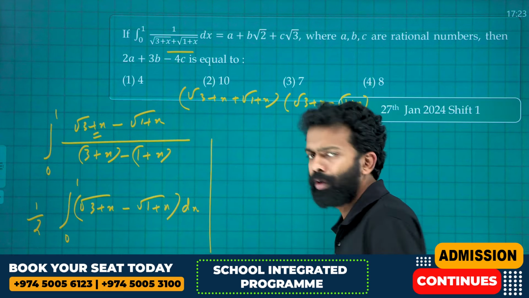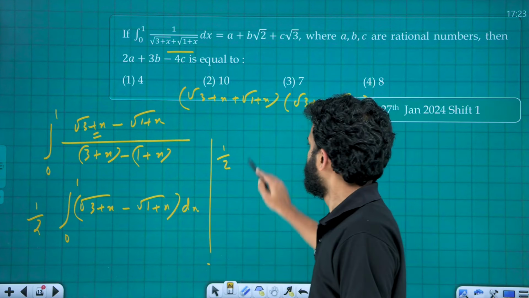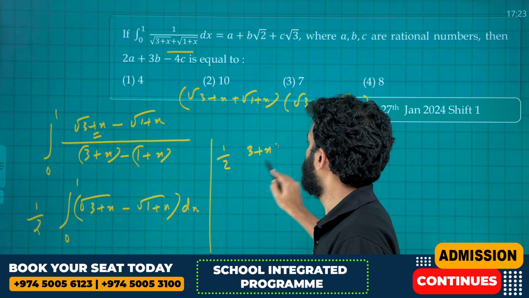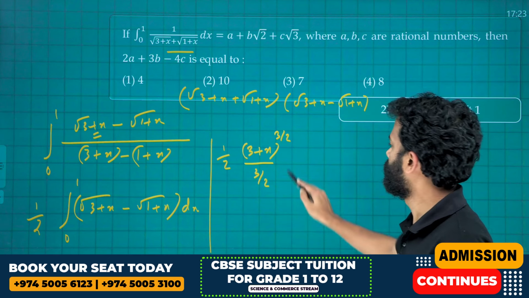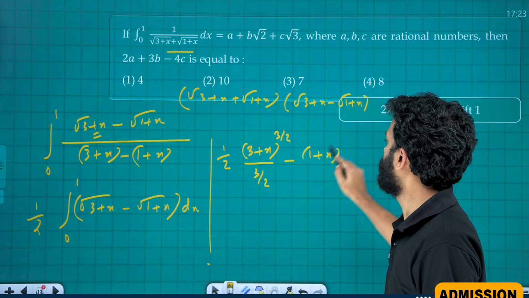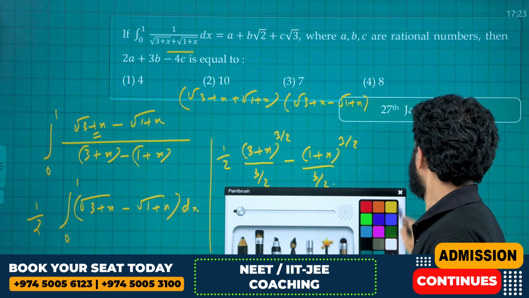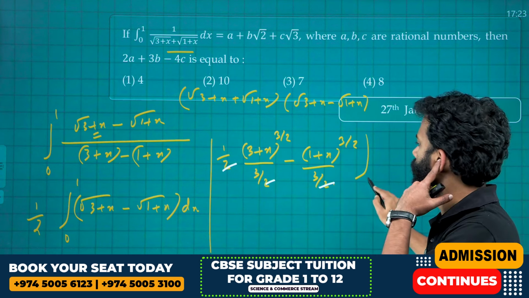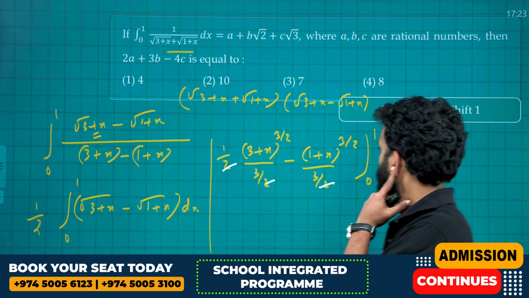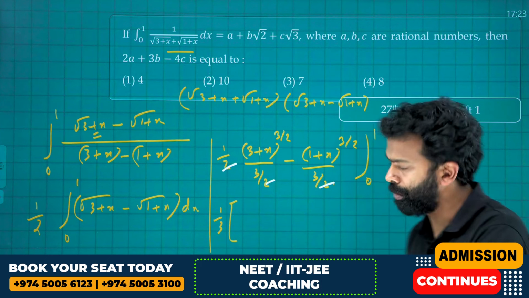Okay, so how will you integrate this one? Easy actually. That is 1 by 2 into, what is the integral of root of 3 plus x? That is the basic theorem. That is 3 plus x the whole raised to 3 by 2 divided by 3 by 2, minus 1 plus x the whole raised to 3 by 2 divided by 3 by 2. Okay, yeah, this 2 got cancelled. Okay, so 0 to 1 which you need to apply here. Okay, so yeah, let's go for that. 1 by 3, we can take it outside. Okay, we can operate that at last.